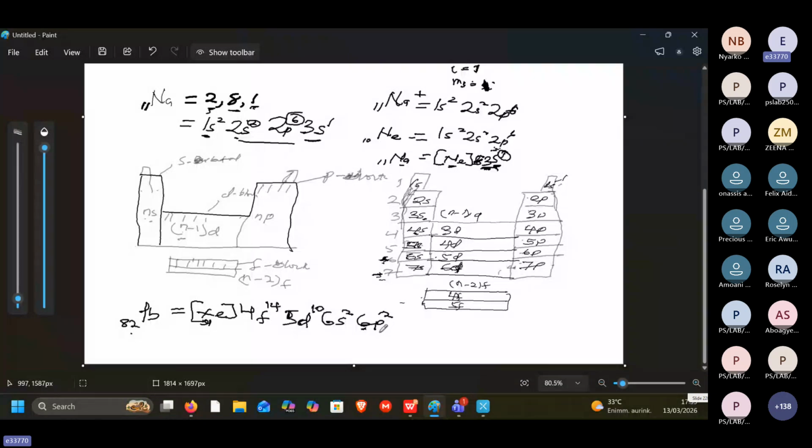Otherwise, you have to be writing that long, 1s2... But once you know the electronic configuration for that noble gas element that comes before, you can just write the rest of the electronic configuration.